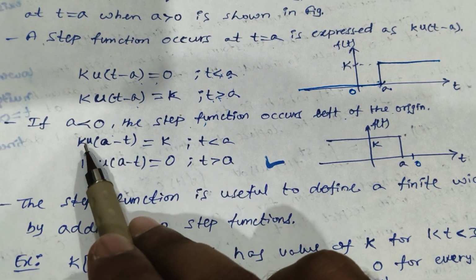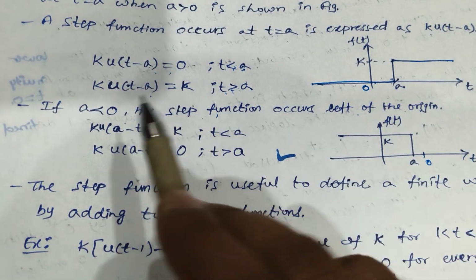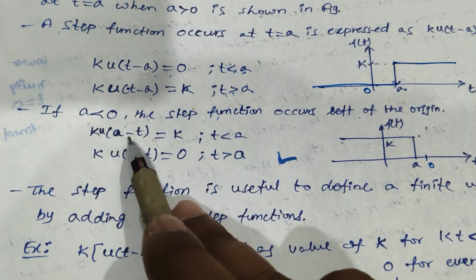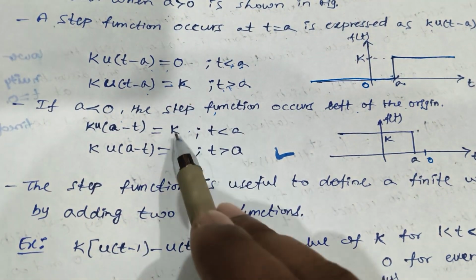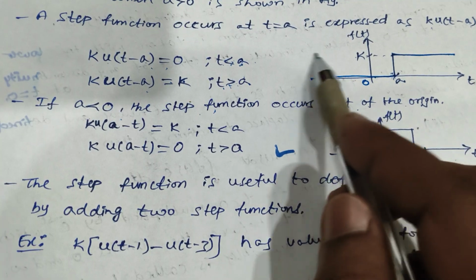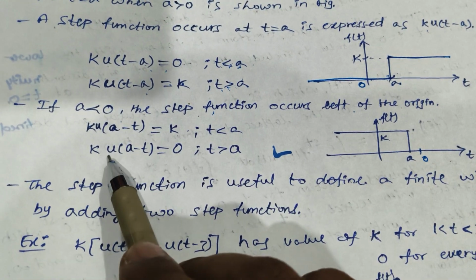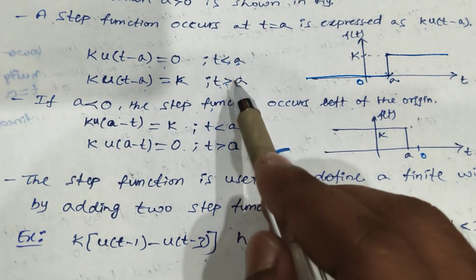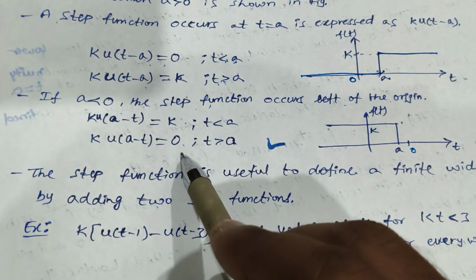So the representation is quite opposite to the earlier step function, right? Instead of t minus a, now it becomes k into u of a minus t is equal to k. Instead of 0, it will become k, opposite, just like this. And k into u of a minus t is equal to 0 for t is greater than a. Instead of having 0 and k, here we'll get k and 0.